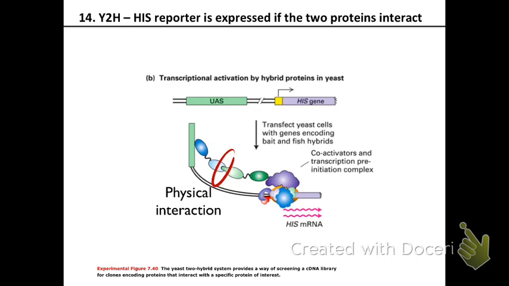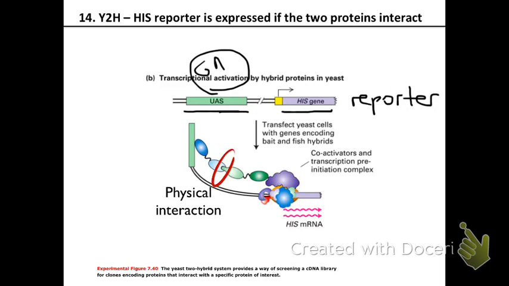Then the principle behind Y2H, that's yeast-2 hybrid, is this. What you have is a reporter gene, right? Just like how we analyze gene expression, reporter. And what you have here is a reporter gene that is cloned downstream of an upstream activating sequence, which you know binds to the Gal4 DNA binding domain.